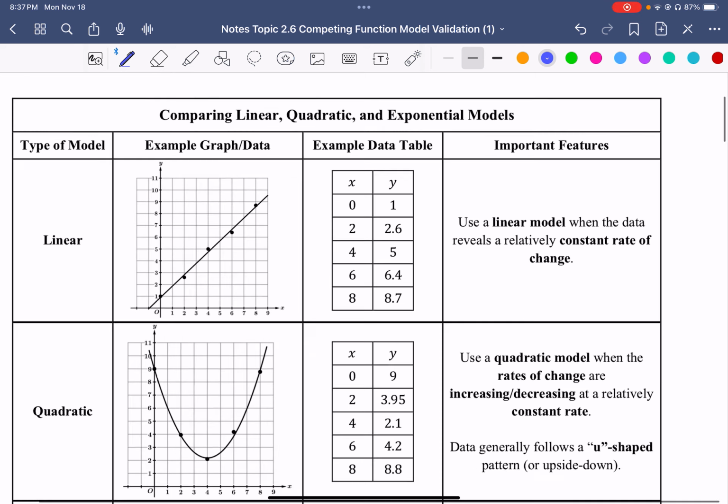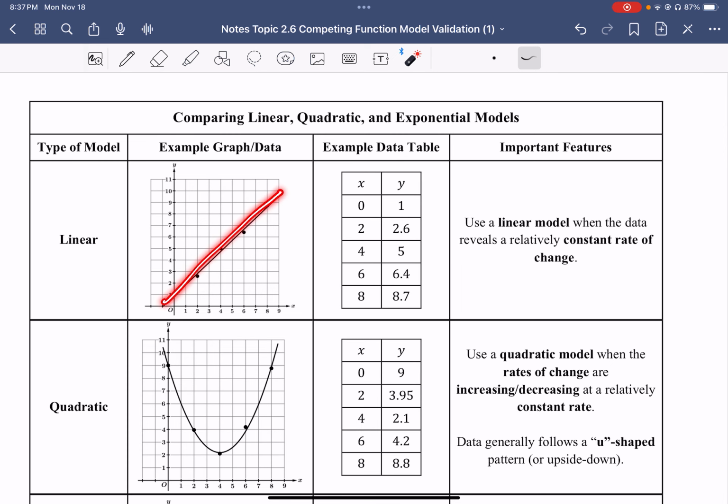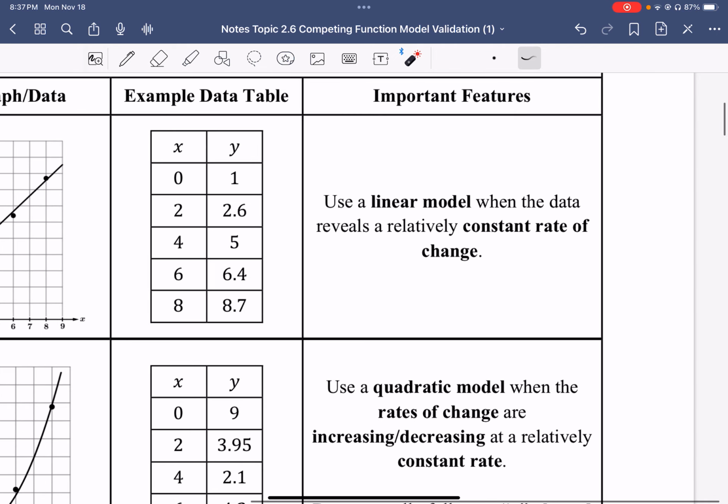So starting off with linear, we already know that it looks like a straight line. It could have a positive slope or a negative slope. Now here's an example of a table. Notice that the y values are not whole numbers, so that's why the graph looks like a scatter plot. Especially if it's a real world situation, you're not going to have a perfect line. A lot of the points are not going to fall perfectly on the line. But if it makes a general shape of a line, then it would be considered a linear model. And you use a linear model when the data reveals a relatively constant rate of change.